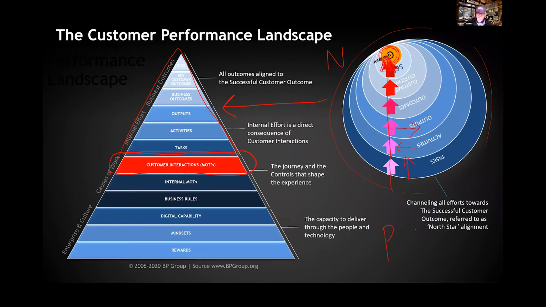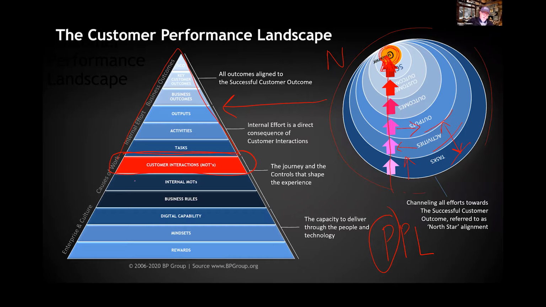The reason it's called a customer performance landscape is that this one on the right, in case you meet anybody who's done the earlier versions of this program, was called the process performance landscape, because these two levels here are all about process. It didn't have the customer on there. The one on the left does have the customer on there because it has the moments of truth. It also has some other things as well.